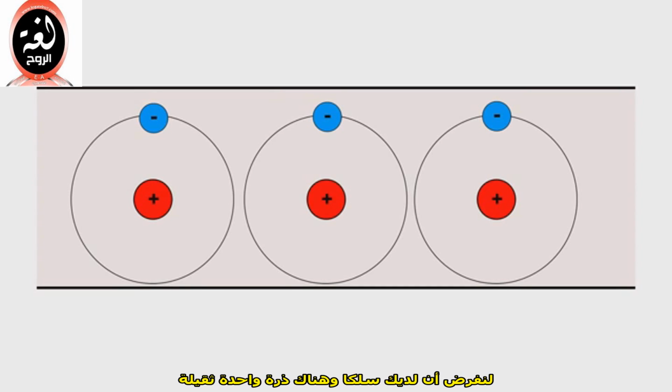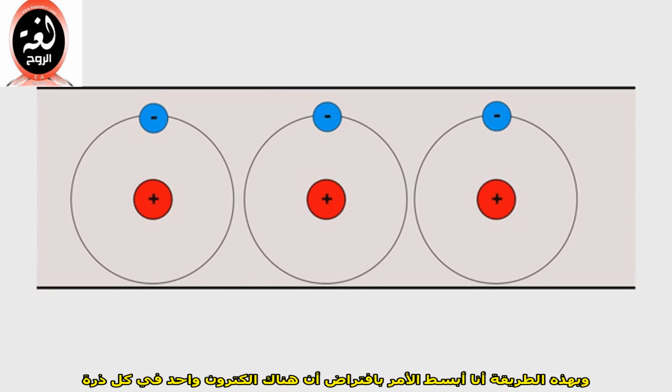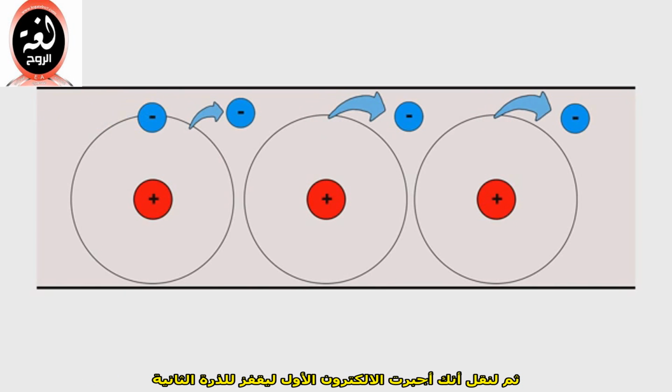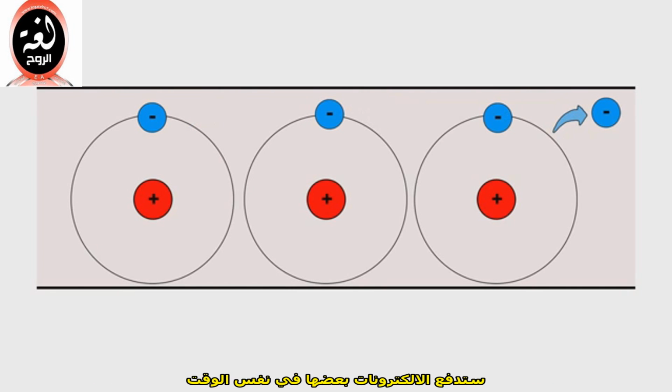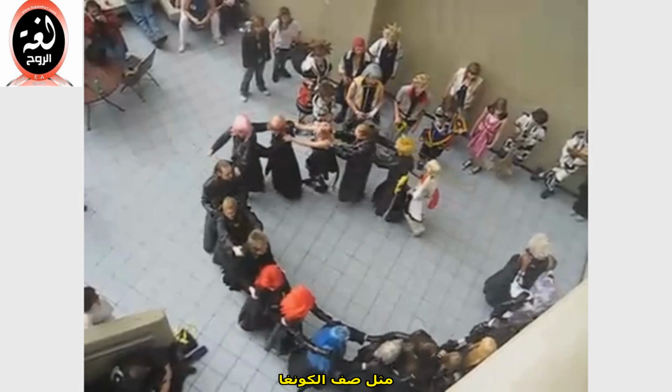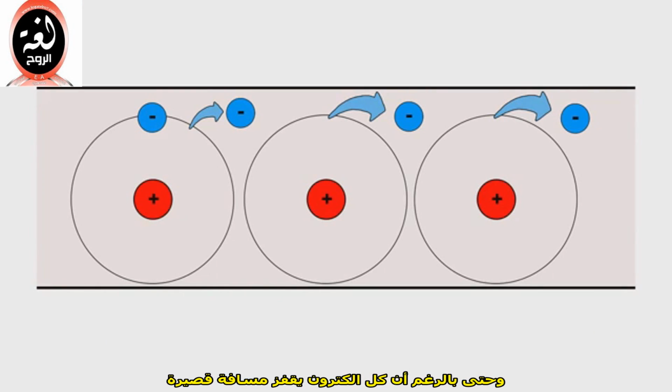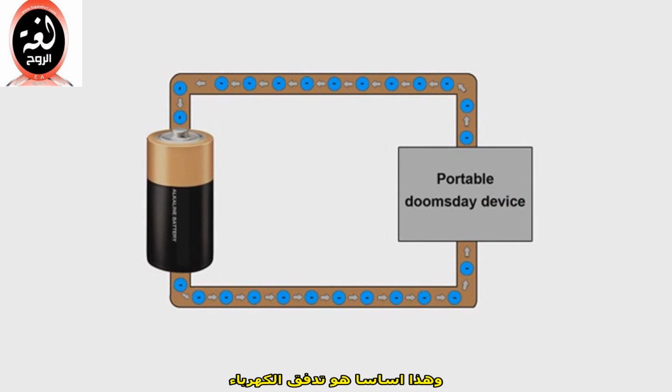For example, let's say you have a wire that's only one atom thick, and just so you know, I'm massively oversimplifying things here by showing you only one electron per atom. Then let's say that you force the first electron in line to jump to the second atom in line. The electrons will all push each other around at the same time, kind of like a conga line. Even though each electron is only jumping a tiny distance, this overall flow happens close to the speed of light. And that's basically what the flow of electricity is. When electrons are flowing through something, you can say that electric current is flowing.